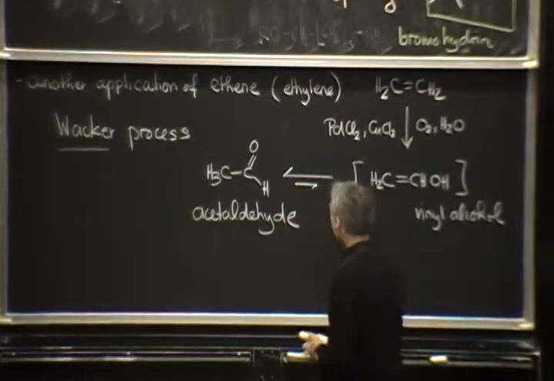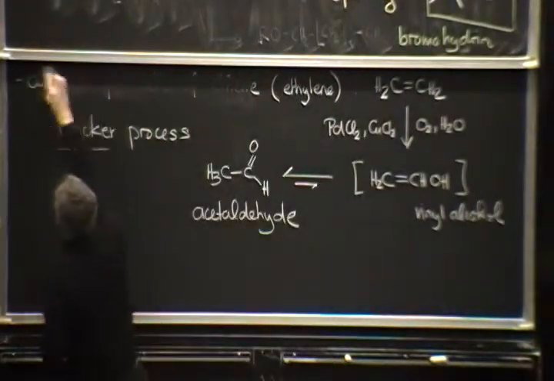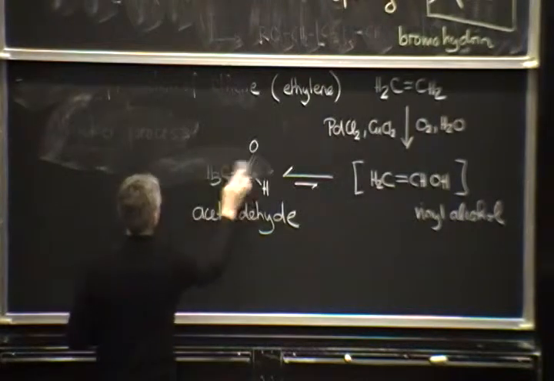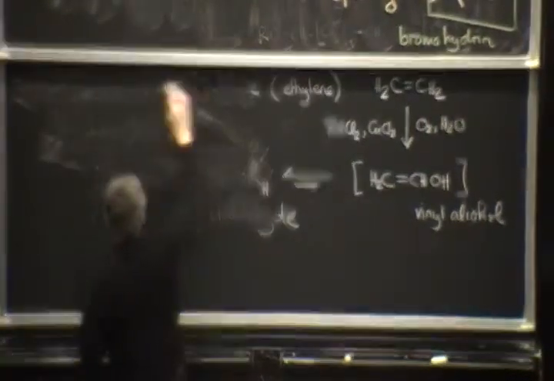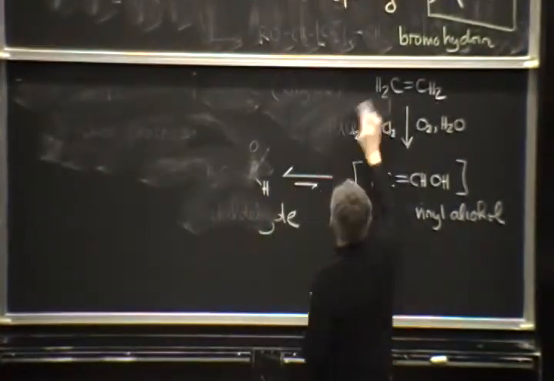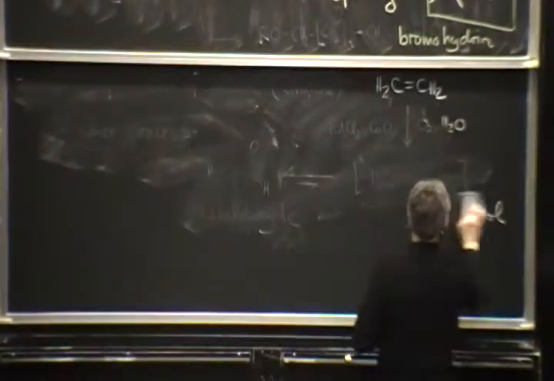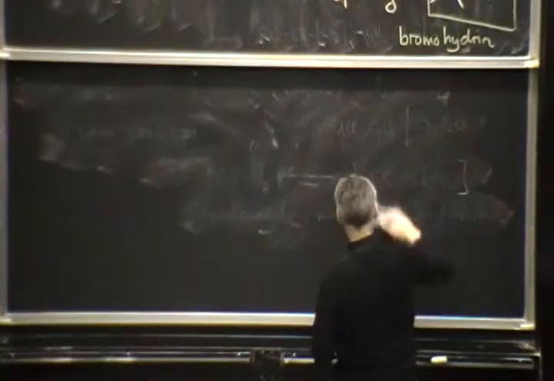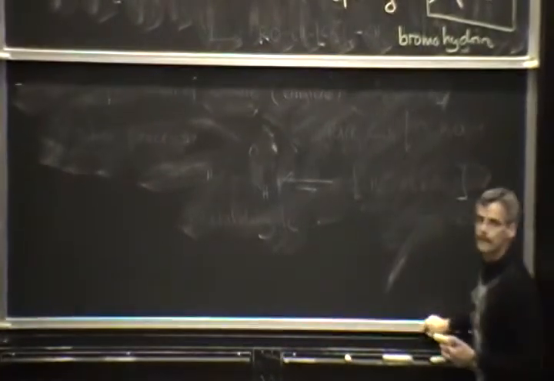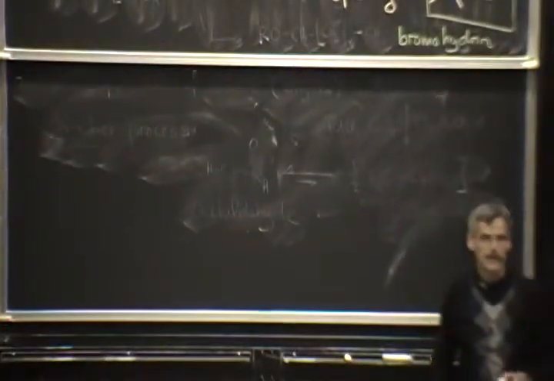So yet a variation on the addition of an XY group across a double bond. In this case, I add OH and Br onto my double bond. Okay, any questions for the bromohydrin formation?